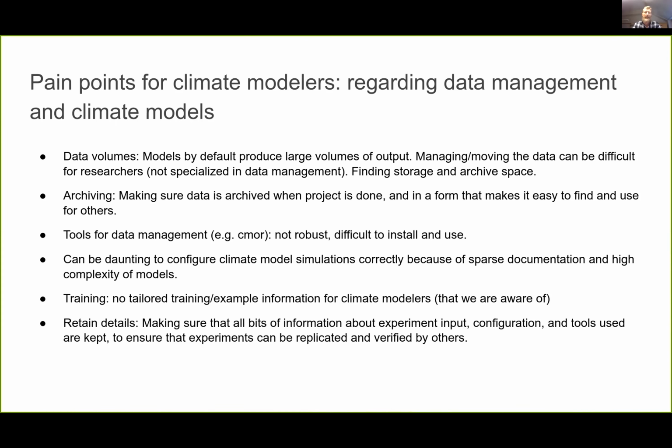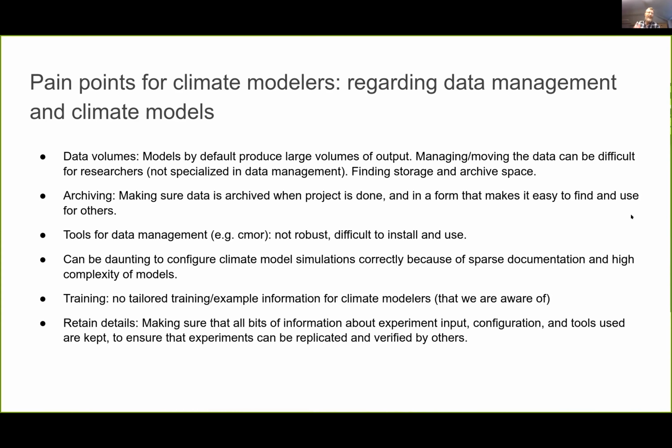Then again, archiving, so make sure when a project is done, how do you make this data easy to find and use for others? And in particular, again, this is not specific to climate modeling, but if the project is finished and I move on to another project, the data from the old project, even though the project is now completed, from a researcher perspective, that's not my data anymore. Do I really have to have responsibility for that anymore, because that project is done and I'm looking at something else now? That's somebody else's problem, maybe.